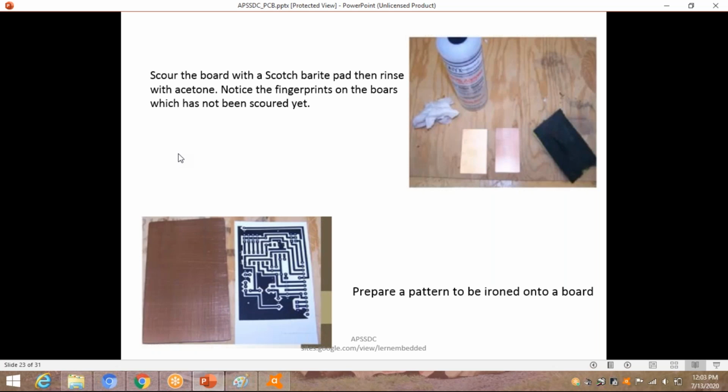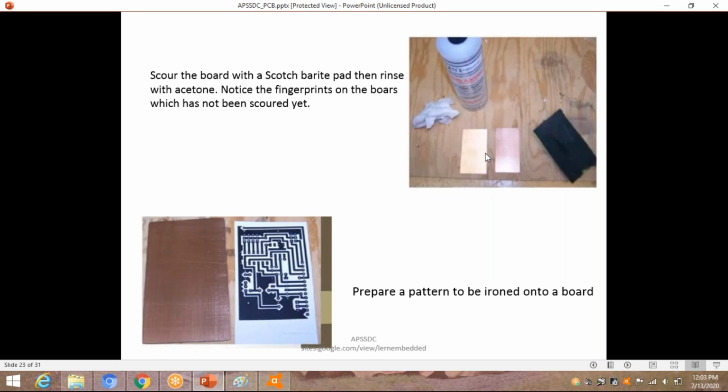Okay, we need to clearly rub it with a sketch and then prepare a pattern to be ironed into the board. Guys, we need to keep the printed photo paper on the PCB board on the copper side. For printing the PCB design into the board, we need to heat it. For the manual process, we will be using an iron box. Is it clear, guys?